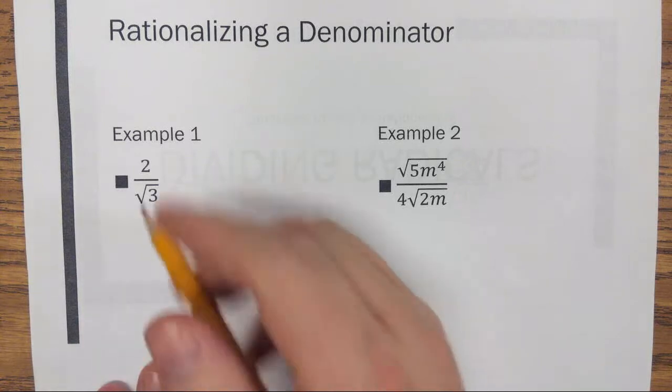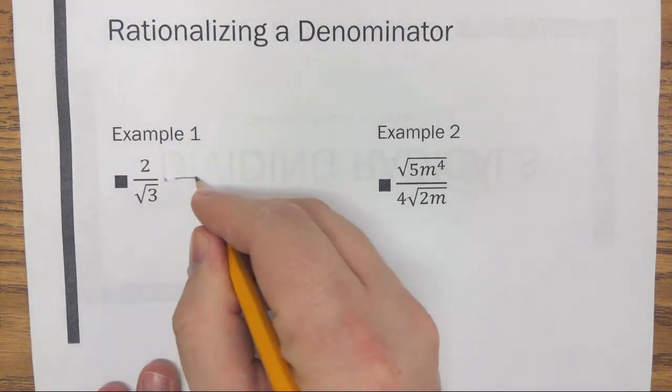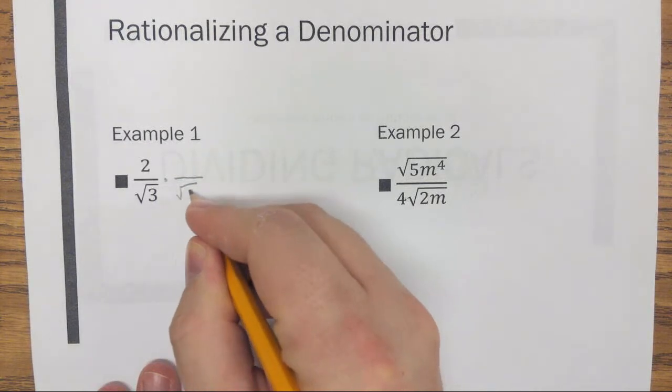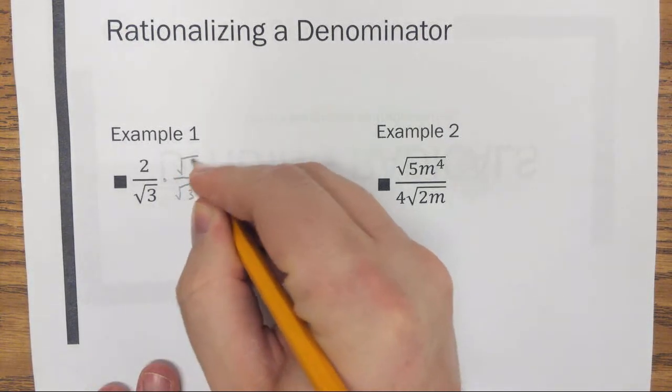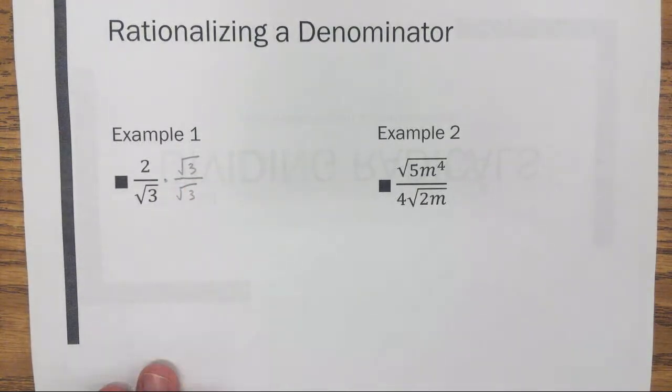Because this is a power of 2, all I'm going to do is multiply this by radical 3, top and bottom, which is really the same as multiplying by 1. So I'm not really changing anything. I'm just kind of changing the way it looks. I'm not changing the value of the number at all. Okay.